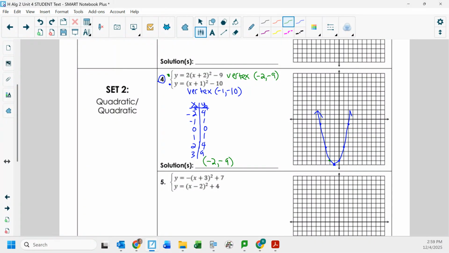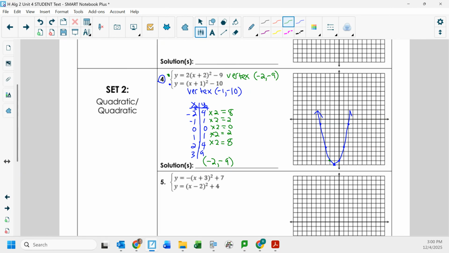And since our a value is 2, I would have to multiply all of these y values by 2. And again, I'm not going to worry about the 9s for now. If we need to go with those, we can. 4 times 2 is 8. 1 times 2 is 2. 0 times 2 is 0. 1 times 2 is 2. 4 times 2 is 8.